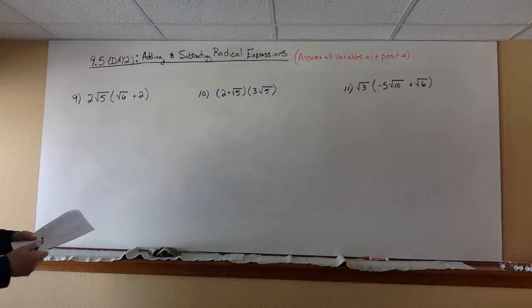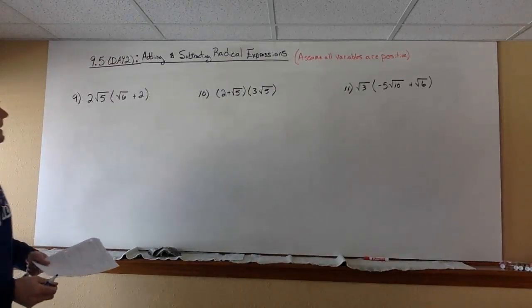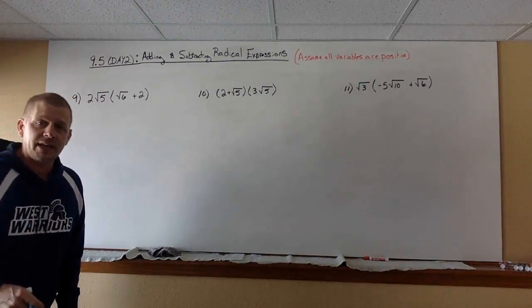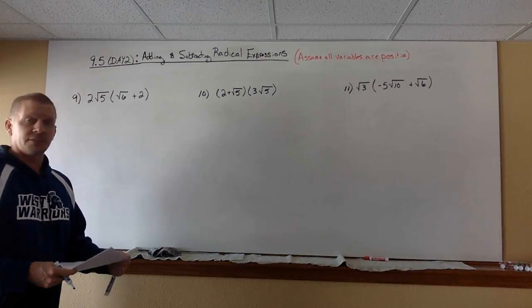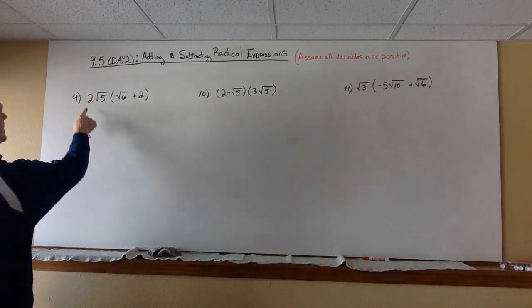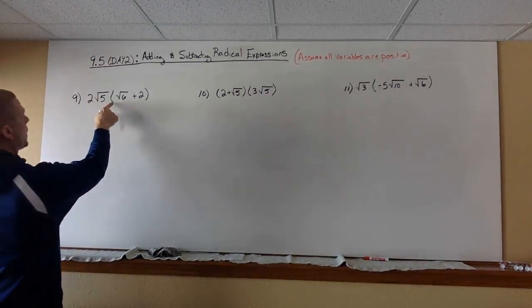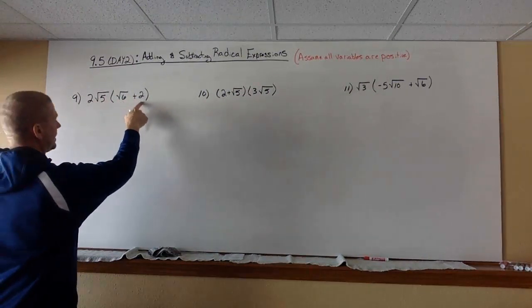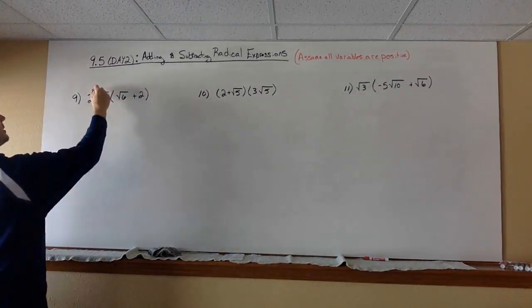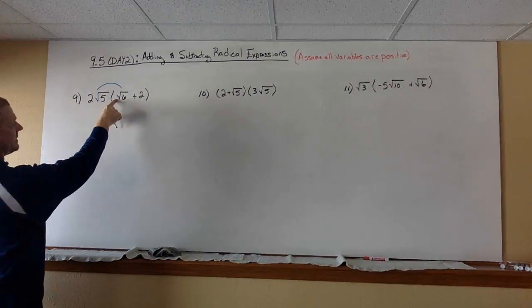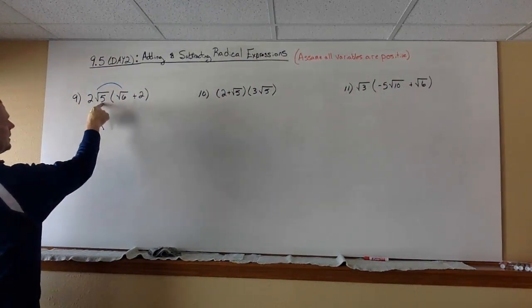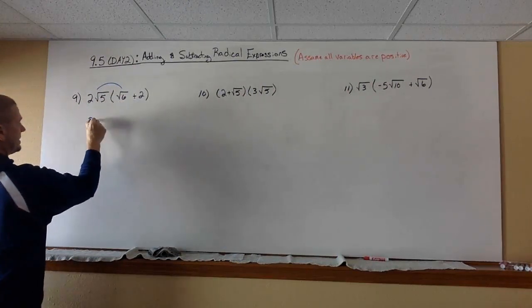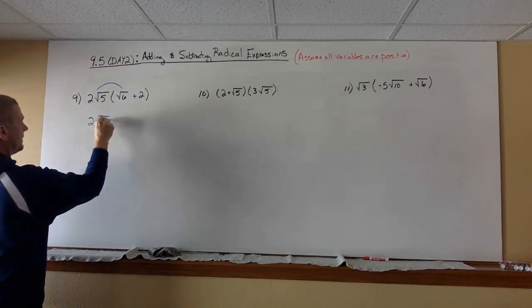Okay, here on the next page, top of page 3, we're going to combine addition and subtraction with multiplication. Just remember your order of operations. You must multiply before you add or subtract. So this is 2 square roots of 5 times the quantity square root of 6 plus 2. Well, I got to distribute first. Well, notice there's an invisible 1 in here. 2 times 1 is 2. The square root of 5 times the square root of 6 gives me the square root of 30.